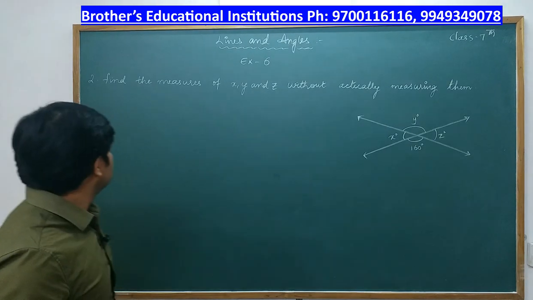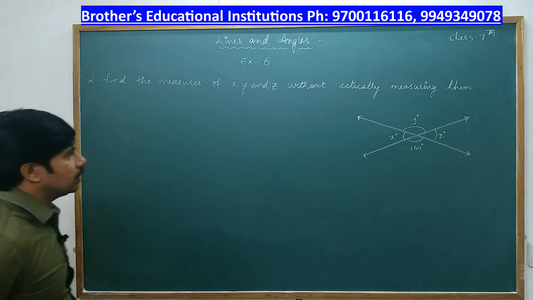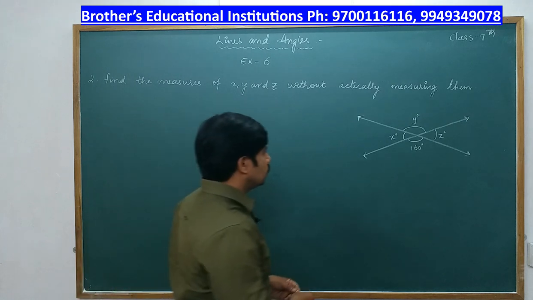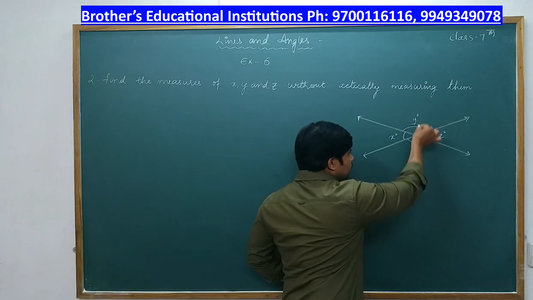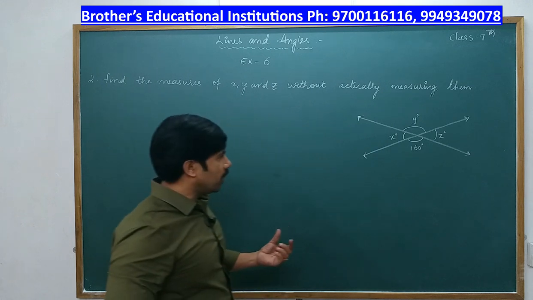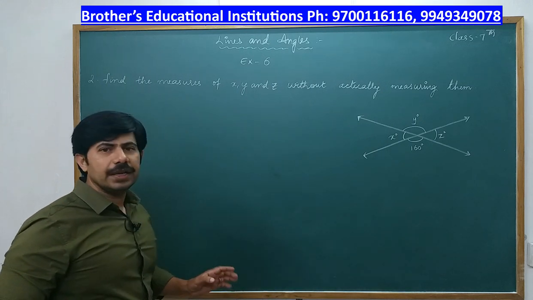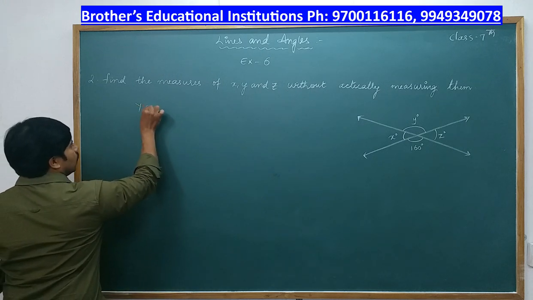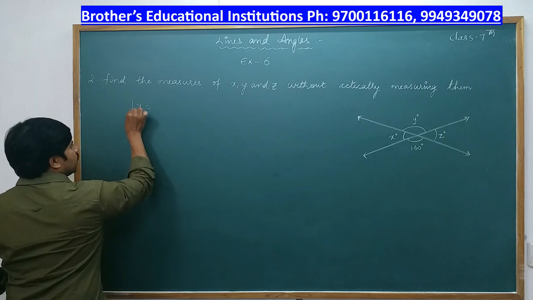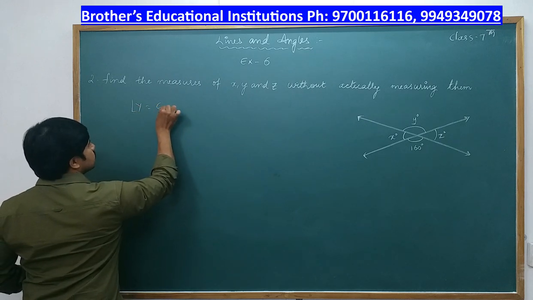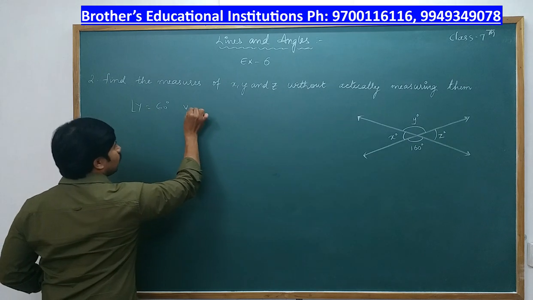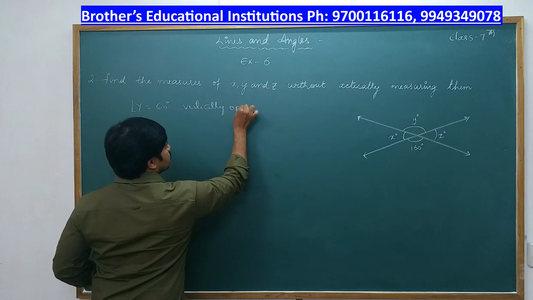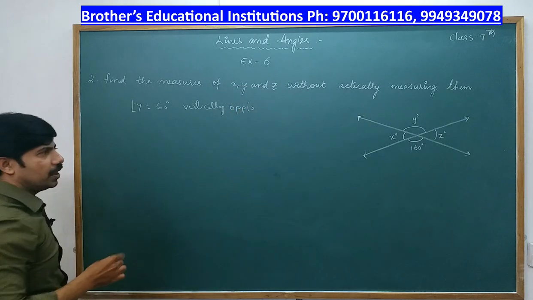Next problem. Find the measures of X, Y and Z without actually measuring them. So we have to find out the angles. So here Y and 160 are vertically opposite. See, Y and 160 are vertically opposite and they are equal. So we write angle Y is equal to 160 degrees, and why are they equal? The reason is they are vertically opposite angles.